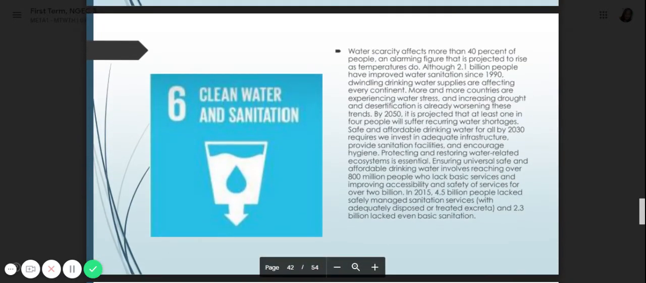Number 6, we have clean water and sanitation. Water scarcity affects more than 40% of the people, an alarming figure that is projected to rise as temperatures do. But by 2050, it is projected that at least 1 in 4 people will suffer recurring water shortage. So now we need to conserve our water.